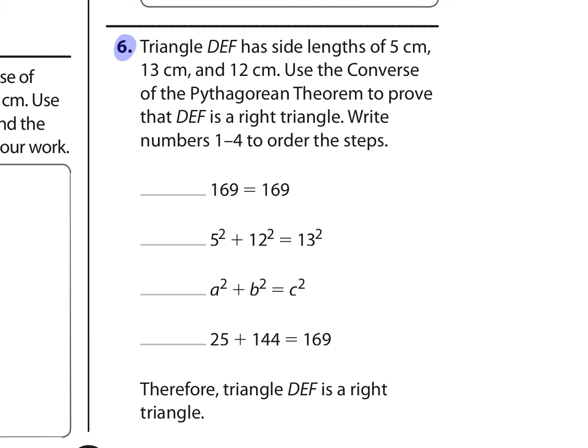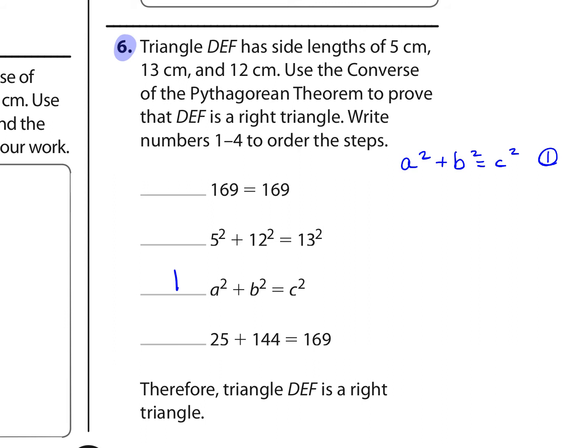Number 6, triangle DEF has side lengths of 5 centimeters, 13 centimeters, and 12 centimeters. Use the converse of the Pythagorean theorem to prove that DEF is a right triangle, and then write numbers 1 through 4 to order the steps. Well, we're going to prove it's a right triangle, so we always start with the formula, and that is your first step.